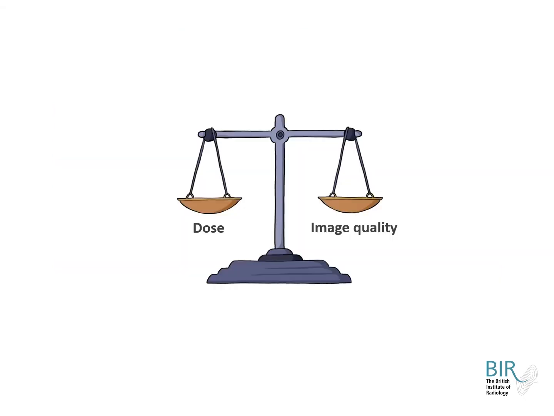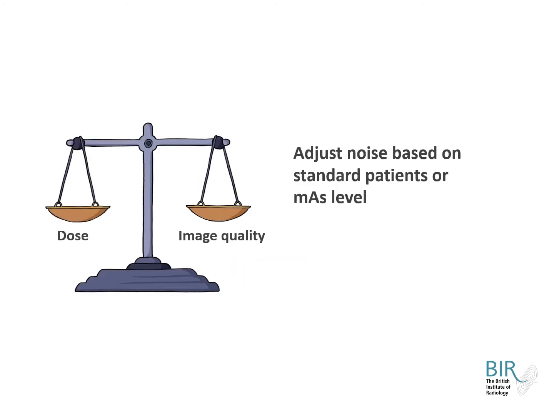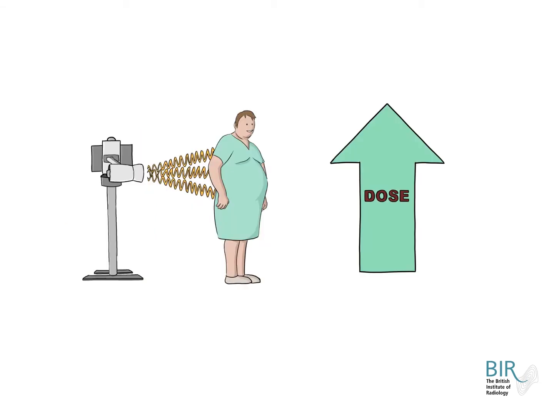When creating a scanning protocol, it is important to know the quality that is an acceptable balance between the images being considered diagnostic and the dose received by the patient. Different manufacturers have different means of doing this. Siemens and Philips adjust the noise based on standard patients or mAs level and vary the noise. However, Canon and GE use a noise-based index. In some scanners, large patients can receive unnecessarily high doses, whereas this is not justified by the level of image quality required. This problem is probably addressed in newer models.